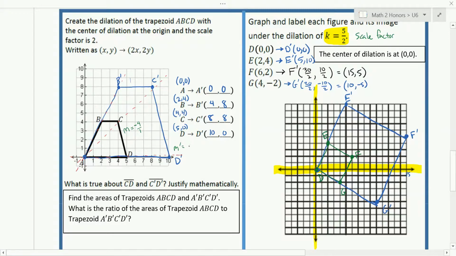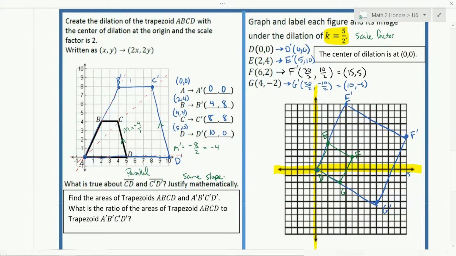So you're dropping 8, so it's negative 8 over 2. Is that the same thing as negative 4 over 1? Okay. And so what do we know if you have the same slope? What can we say about this? They're parallel to each other. All right, so what's true? They are parallel. Justify mathematically: we showed that they have the same slope. Okay.